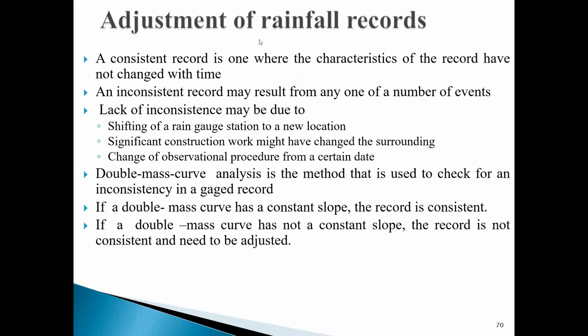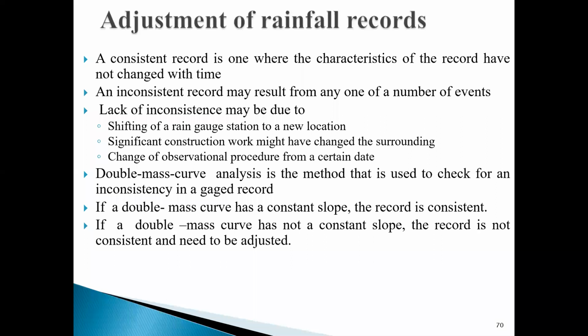Hello. Yes, sir. Okay. So, in the last class, we discussed how to estimate the missing data at a particular rain gauge station by using the arithmetic average method, the second one, the normal ratio method, and the third one, the weighted average method. So now the fourth method: adjustment of rainfall records.